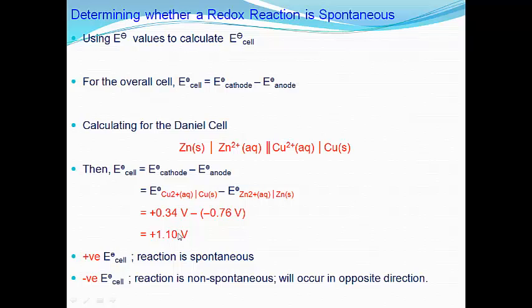What does this tell us about the spontaneity or the likelihood of that reaction occurring? Because we're measuring the overall cell, E cell is a positive value. That tells us that the reaction is spontaneous. But if it's a negative value, that tells us that the reaction is not spontaneous, and in fact the opposite reaction will occur.